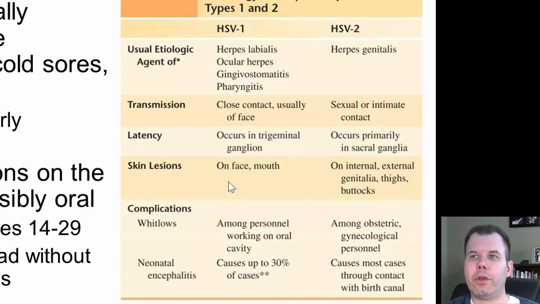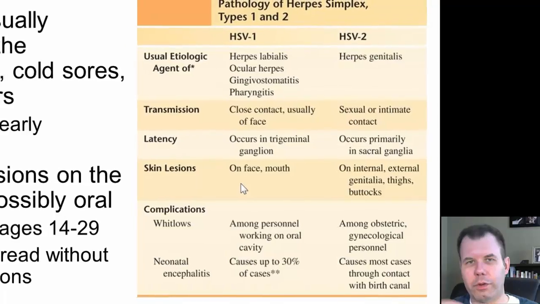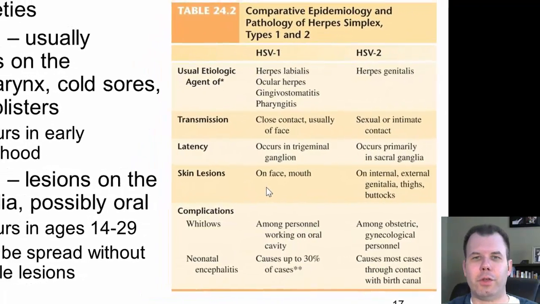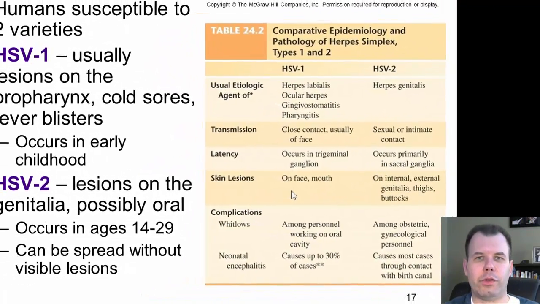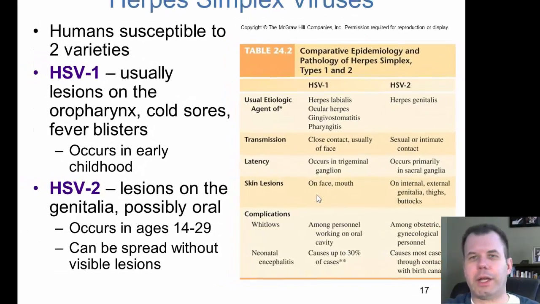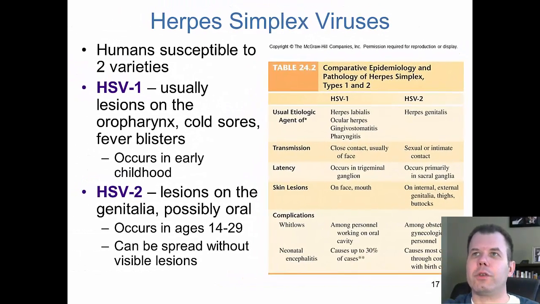And then neonatal encephalitis can occur up to about 30% in newborns with the HSV-1. And again, most cases with HSV-2 are spread through live birth during the delivery, through the birth canal and contact that way. And so again, the one that typically spreads over the placenta is the HSV-1, and the HSV-2 is typically one that you get through direct contact with the genitals.